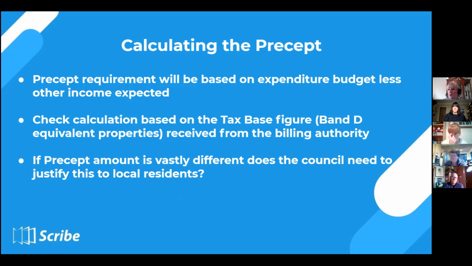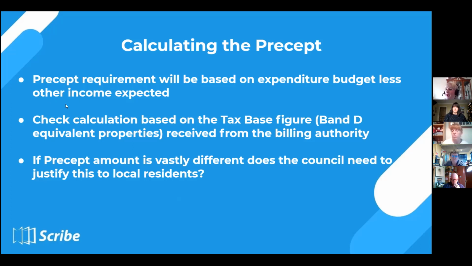So how do councils calculate their precept? A precept requirement takes into consideration all expenditure required, less any predicted income for the year, and the remaining amount is normally what should be precepted for. So for example, if the council's overall expenditure budget is £15,000 and they have an expected income of around £5,000, the precept requirement to be submitted to the billing authority would be for about £10,000. So that's taken into consideration the expenditure and then less the income to get to that figure.